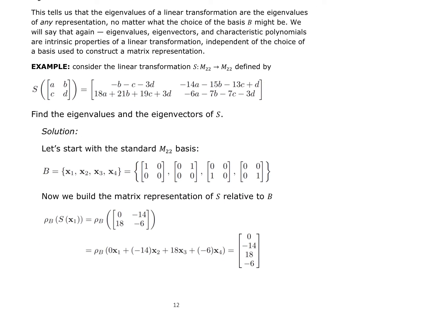Now, let's look at our linear transformation on matrices of size 2. This is how we're going to define it. We want to find the eigenvalues and the eigenvectors of S. Let's start with the easiest basis, the standard basis, which is this. We're going to build the matrix representation of S relative to B. So I'm doing my vector representation of S with respect to my first x sub 1, which is this, which gives me this.